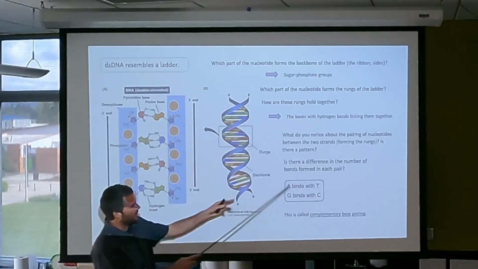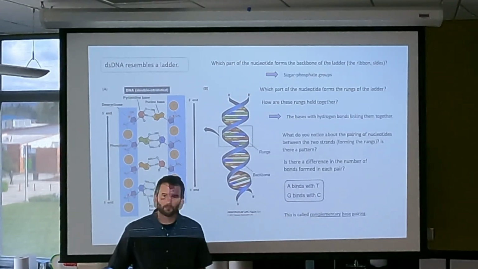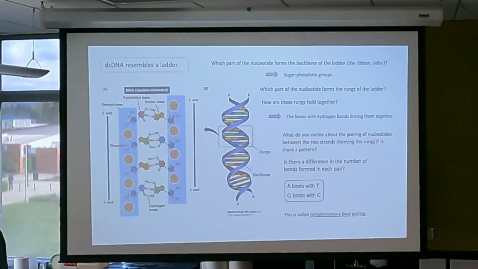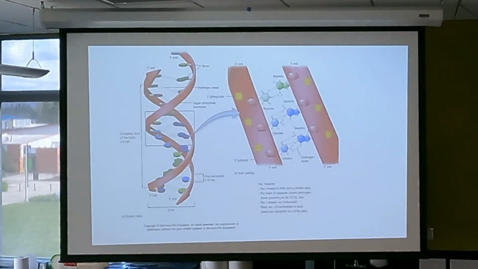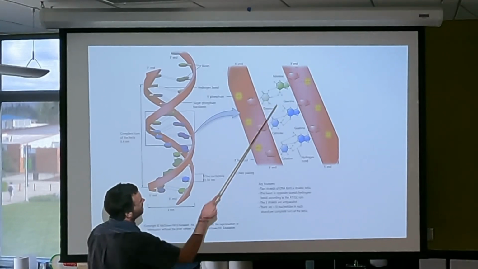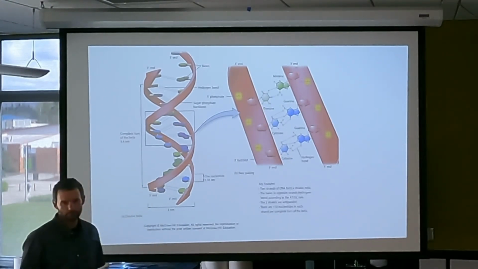A binding with T, G binding with C, that's called complementary base pairing. This is just another picture of the same thing. Double-stranded DNA. Here's the ribbon with the phosphate sugars. Here's the base pairs that form between them.